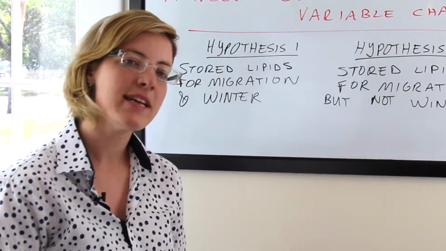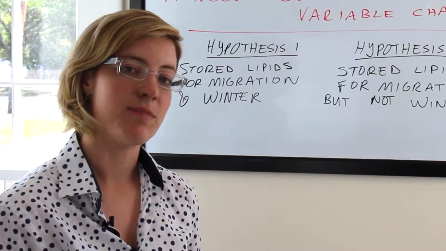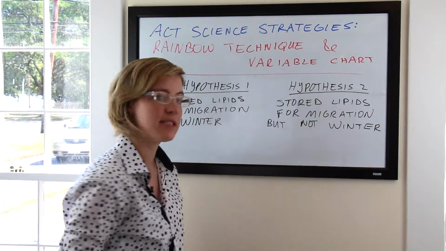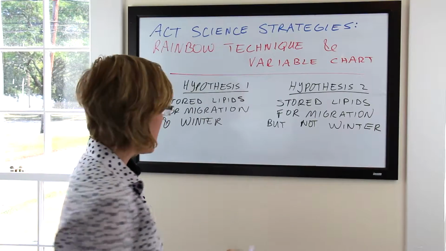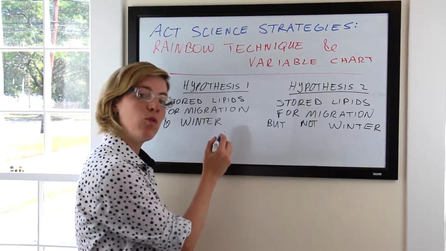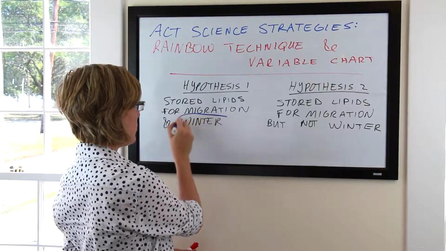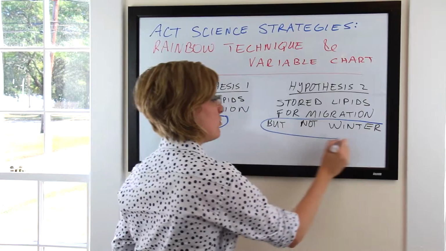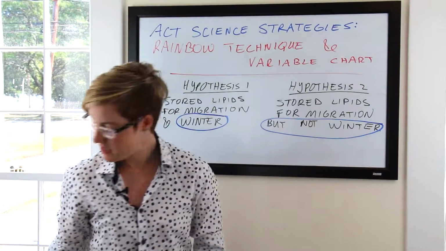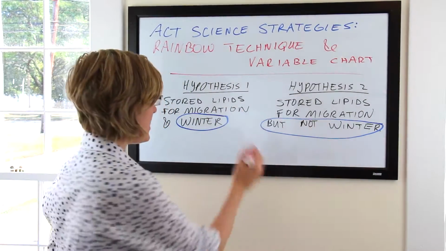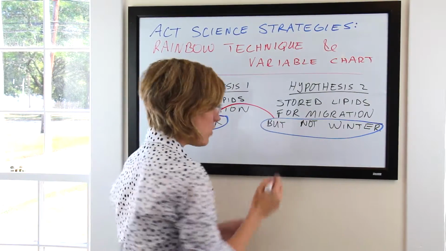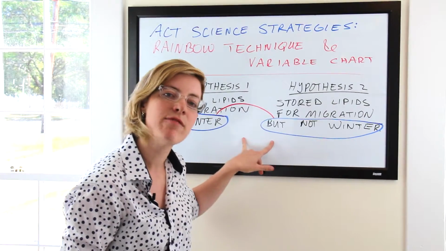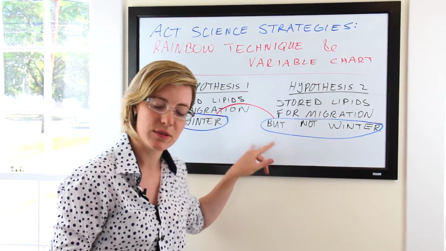And later on you'll be asked questions about the differences between the hypotheses. So you're going to notice that the stored lipids for migration is the same on both hypotheses, but it's different about the winter time. So we're going to circle winter on this side, and we're going to circle but not winter on this side. And we're going to draw a line between them to focus us on the fact that this is the piece of information that is different between the two hypotheses.